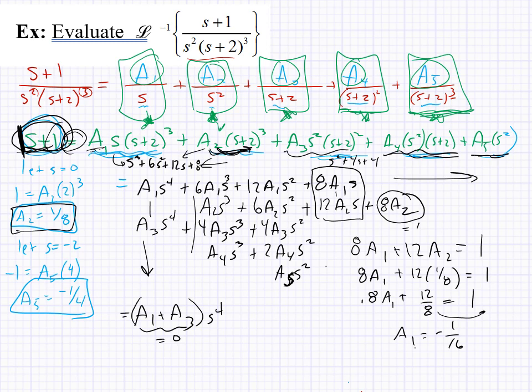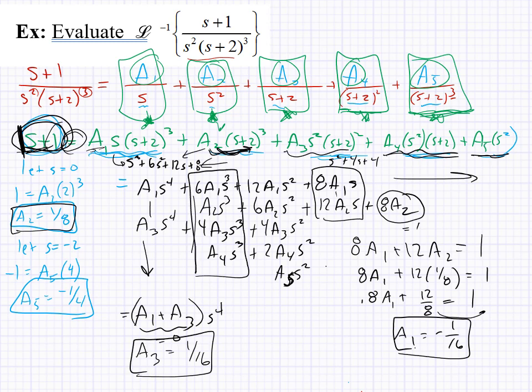Now knowing that, let's come back over to this one. If a1 is negative 1/16, that also tells me that a3 has to be positive 1/16 for me to get 0. So now I got two things out of here. I've got one more to go. I've got to figure out a4. Where am I going to figure out a4 from? Well, this is probably the best place to get a4.